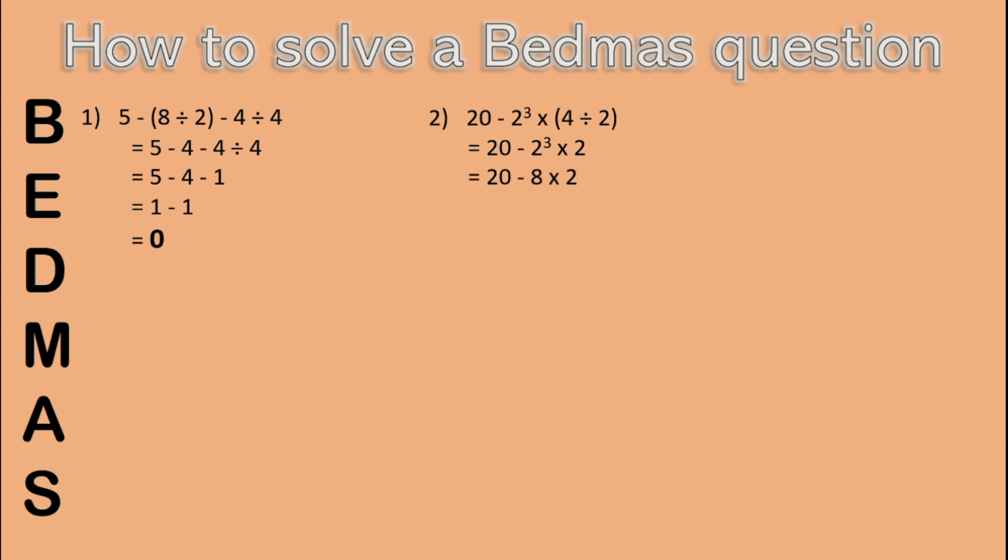And then if you look further down after exponents, it would actually be division, which is not in this question. So we can skip on to multiplication. So 8 times 2. So now you would just rewrite 20, subtract, and then solve for 8 times 2, which is 16. And then finally, you have the answer 4.